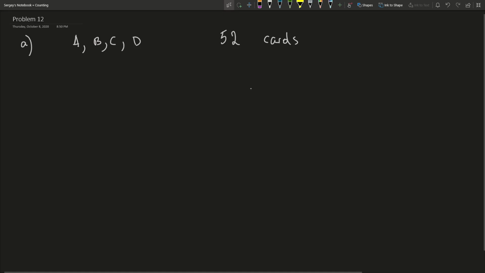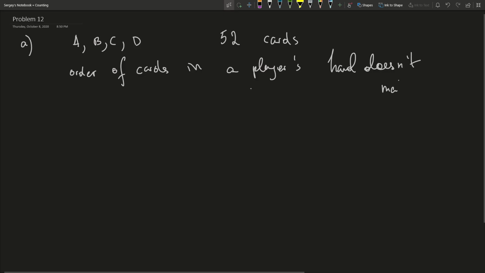So notice that the order of cards in a player's hand does not matter. So we only care about which cards we have, not what order they're in. So since we need to give player A 13 cards, there are 52 choose 13 ways to do so.